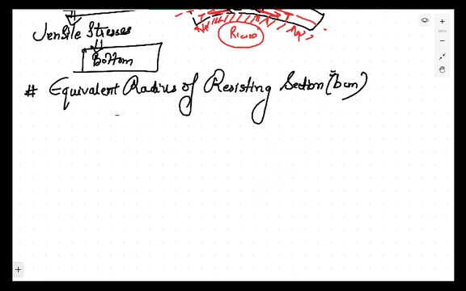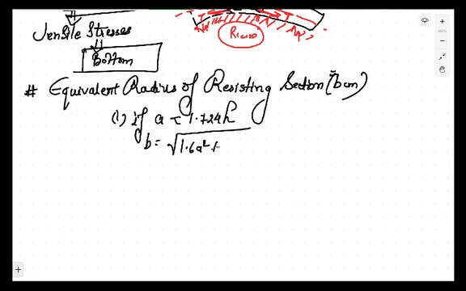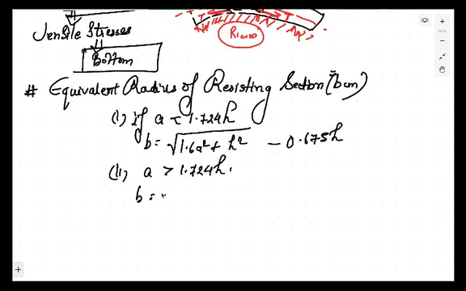Now, b can be calculated depending upon the value of a. If the value of a is less than 1.724 h, where h is the thickness of the pavement, then b is equal to under root of 1.6 a square plus h square, minus 0.675 h. So b is equal to root of (1.6 a² + h²) minus 0.675 h. And if a is greater than 1.724 h, then in this case b is equal to a.